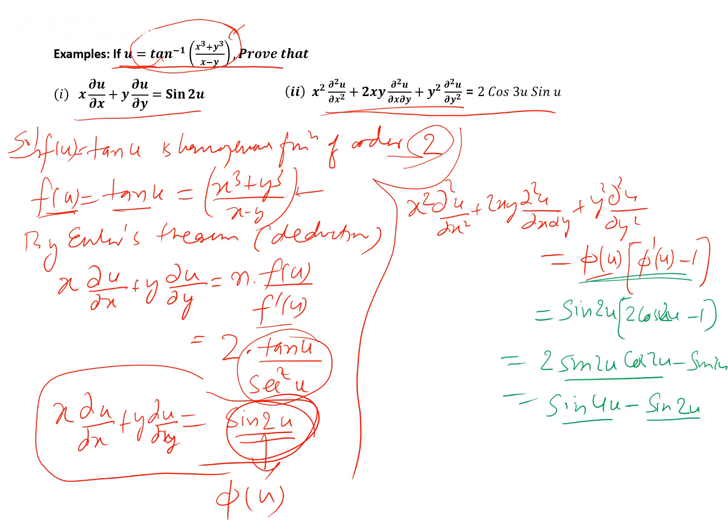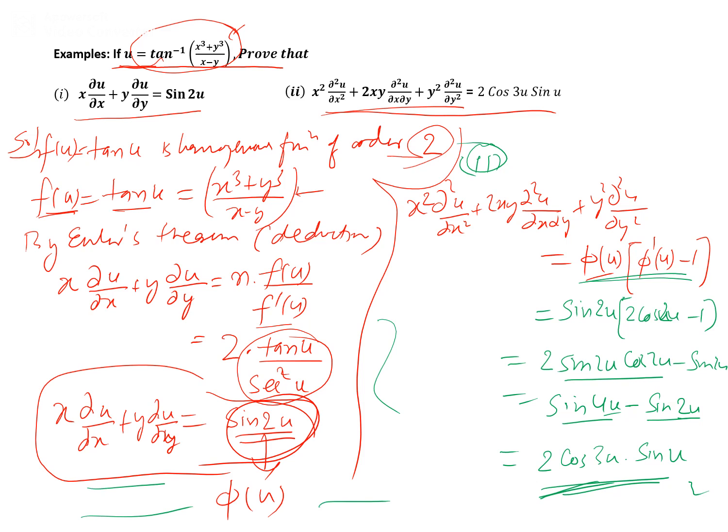Now apply the formula of sine a minus sine b, we get 2 times cos 3u, that is 4u plus 2u by 2, into sine u. So this is the right hand side, and we get the required proof, that is part 2. So in that way we use the deduction, and with the help of the deduction formula of Euler theorem we can easily simplify.